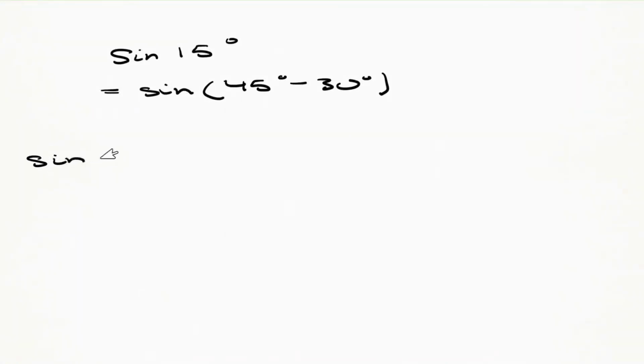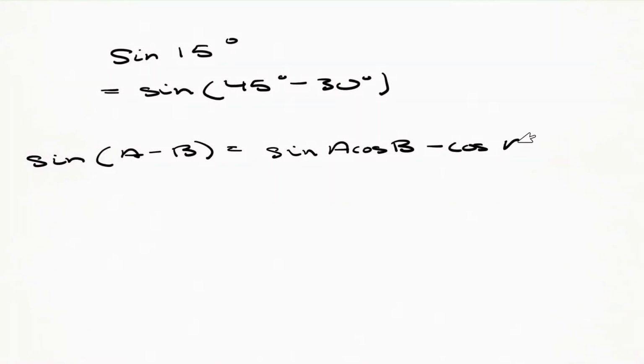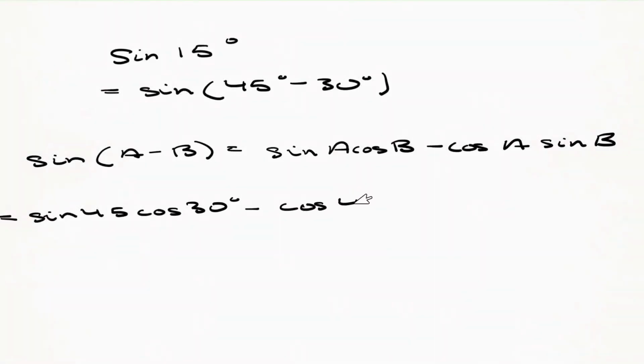Now, how do we find the sine of 45 minus 30? Well, let's go back to the trig identity, which is sine of A minus B is equal to sine A cosine B minus cosine A sine B. So if we want to know the sine of 45 take 30, that's going to be sine of 45 cosine of 30 minus cosine of 45 sine of 30.